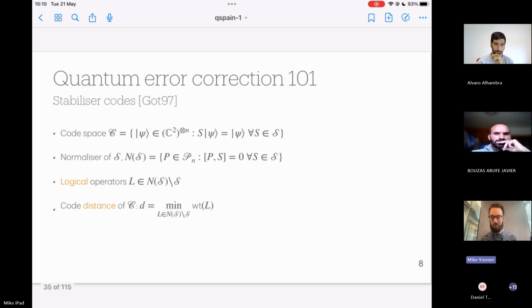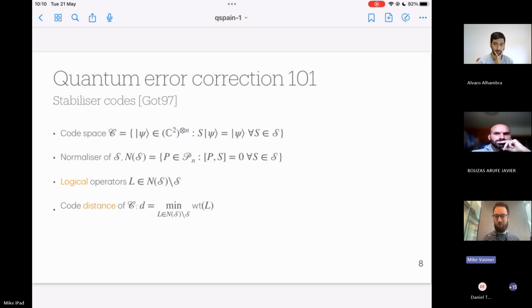And then there's an important concept now, something called the code distance. So what we have is this number d, which is equal to the minimum weight of all of these non-trivial logical operators. So any operator that can change one encoded state into a different one, we want to understand what the minimum weight operator that can do that is, because this is telling us about the protection the code offers to us.